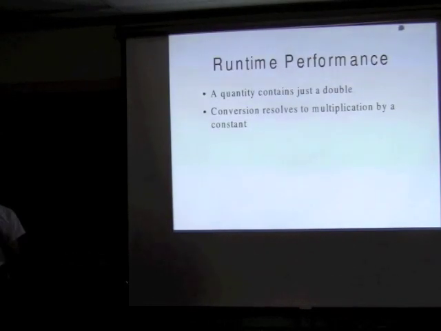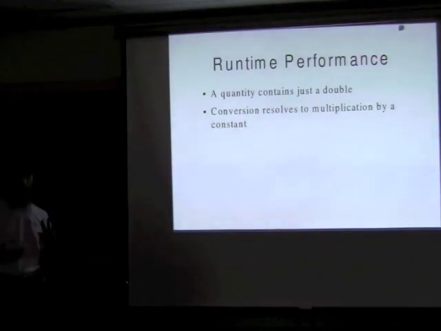Even when I was looking at the disassembly, the variables were spilling onto the stack more when you use quantities, but it just didn't affect the times. Then conversions, I already mentioned this, should just resolve to multiplying by a constant. So in general, it should be efficient.